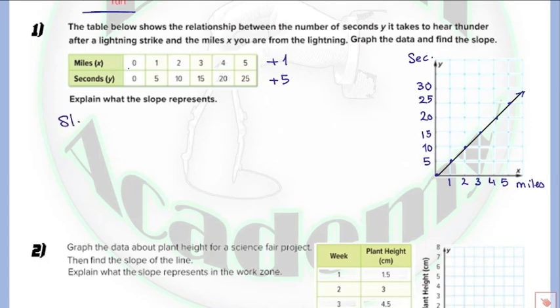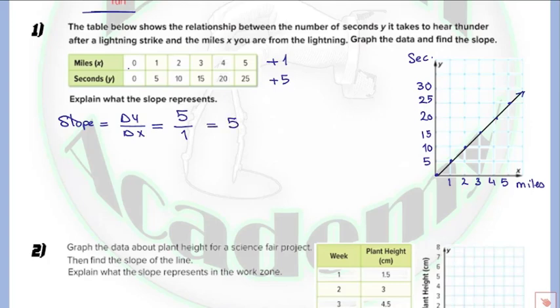Now we need to find the slope. As we said, the slope will be equal to the change of y to the change of x. The change of y is 5, and the change of x is 1. In all cases we must write the change of y over the change of x. The slope will be equal to 5.